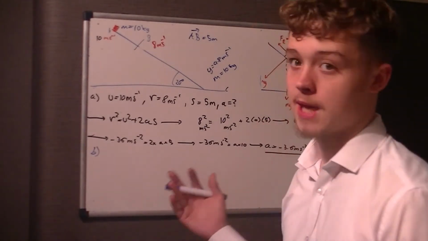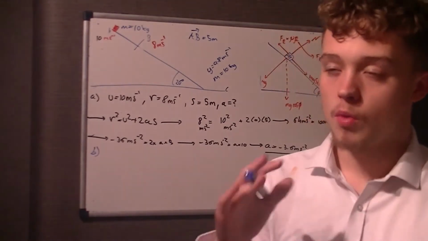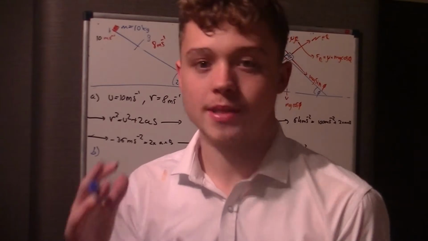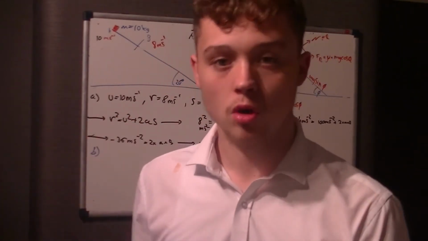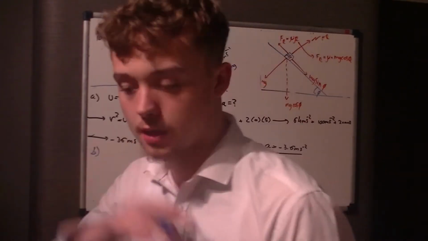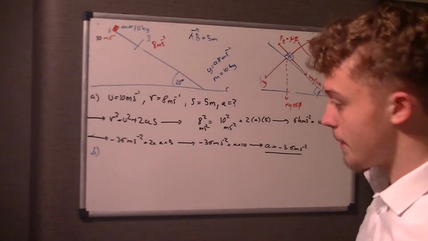FR equals μR. When it slows down, it's not going to stop and then go back the other way, because FR always opposes motion. So we can't be pulling it up. No resistance force can be in the direction of motion, because that goes against the whole idea of resistance forces. So it can't be pulled back up the slope.